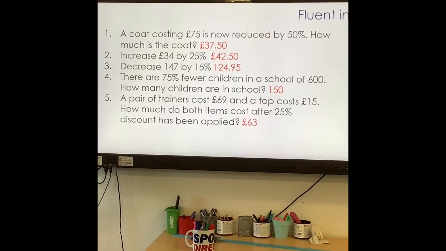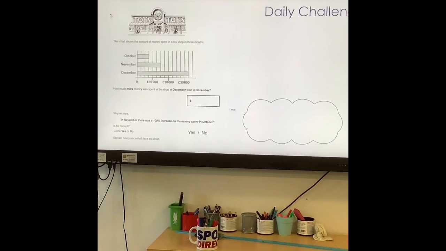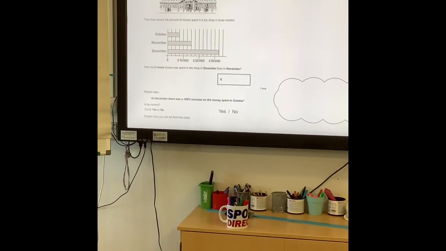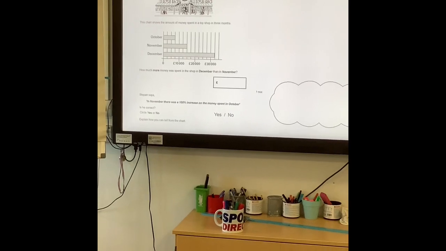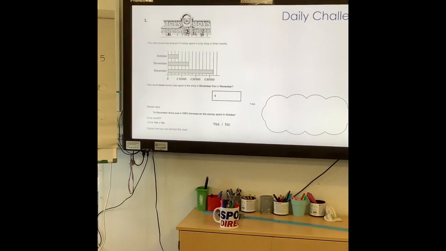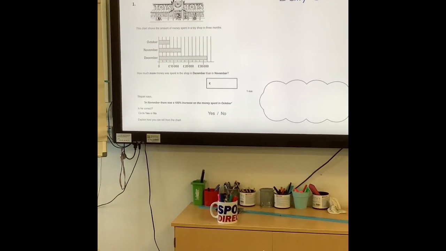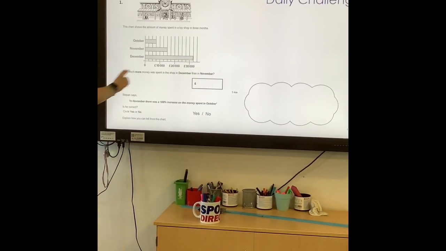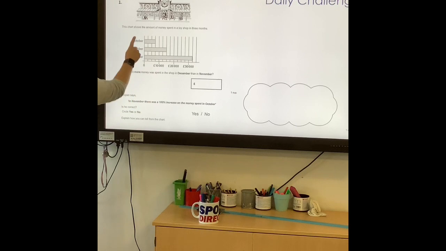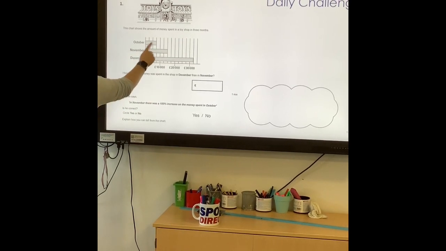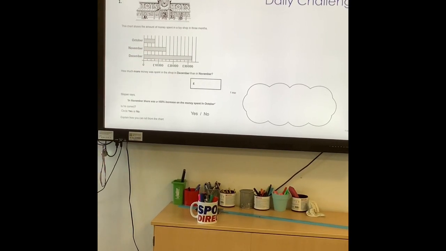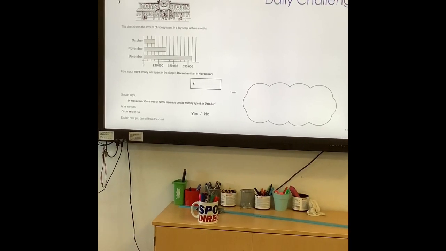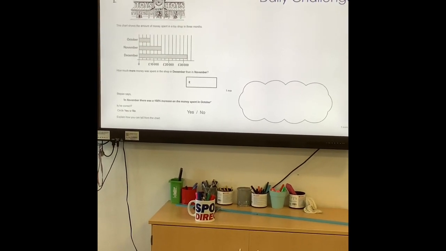So, today's challenge. Remember, again, it's tiny, but you can view it online as the PDFs have been uploaded. So, this chart shows the amount of money spent in a toy shop in 3 months. So you have the amount of money along the bottom and the months across to the side. So October, November, December. How much more money was spent in the shop in December than November?